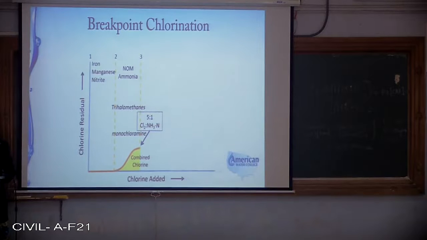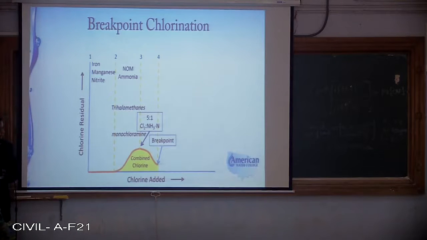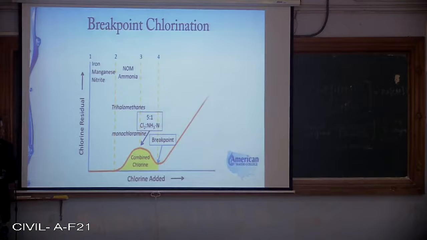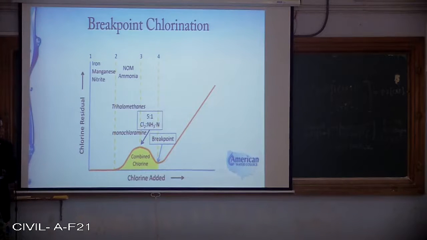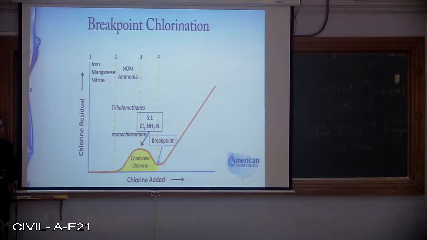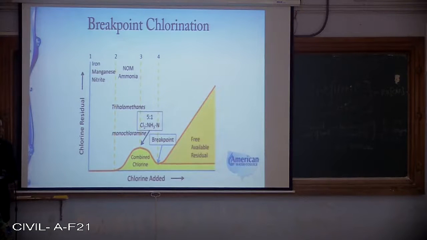As we continue adding chlorine, there's a reaction between the chlorine and the ammonia nitrogen, and it starts destroying that residual till it bottoms out at point 4, which is what we call breakpoint. At the breakpoint, we've reduced the chlorine residual as far as it's going to go, and now as we continue to add chlorine, we're going to see a linear increase in the chlorine residual. And it'll be in the form of free chlorine.